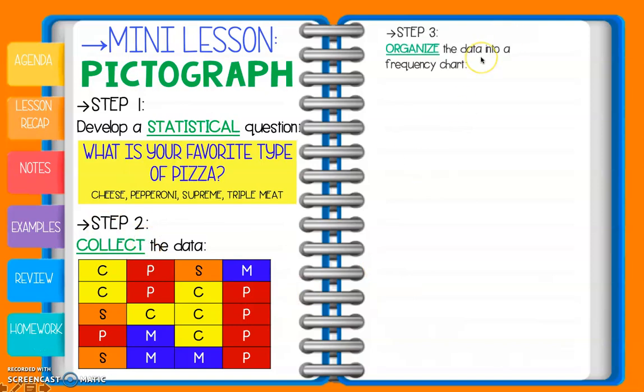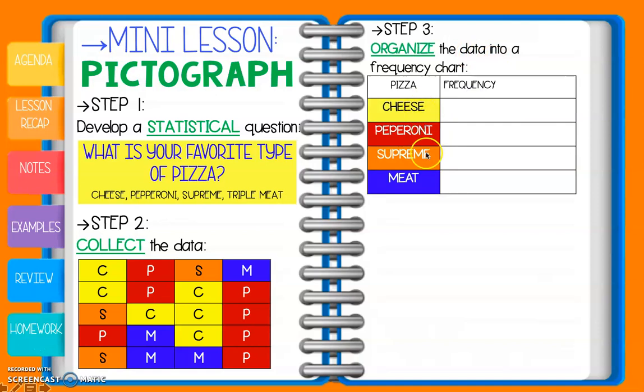Now we're going to organize it into our frequency chart. And on our frequency chart, we're going to have our categories on the left and our frequencies on the right. Okay. So first thing we need to do is go back to our data set and count how many people said that cheese was their favorite. So we have 1, 2, 3, 4, 5, 6. So then we're going to draw our tally marks. So I have a bundle of 5 and then 1 additional. That represents our 6 people that prefer cheese pizza.